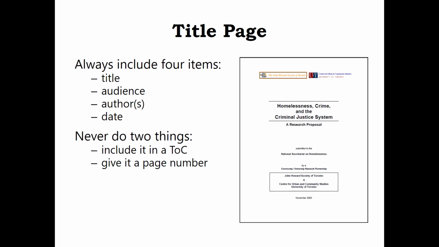The reason being, the title page is like the cover of a book. Have you ever seen the cover of a book have a page number? Have you ever seen the title page of a book put in a table of contents in the book? The answer is no, it doesn't go there. So include title, audience, authors, and date, and don't include a page number, and don't include the title page in a TOC.